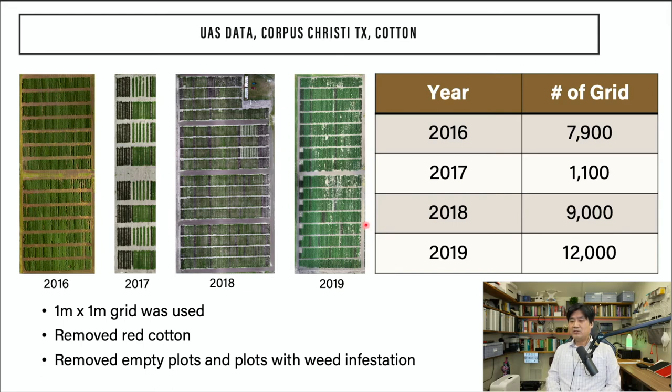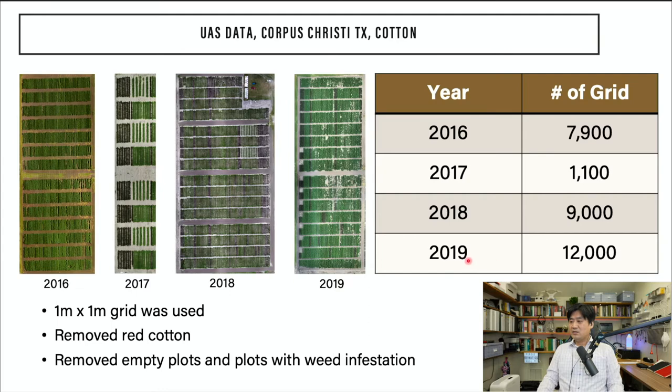We've been working with historically collected cotton UAV data in Corpus Christi, starting in 2016, all the way to 2019. We are still working on summarizing 2020, so we're going to be adding that data to the analysis later. For this region, we are drawing one-meter-square polygons, I mean, a grid over there. The number of grid cells available for the analysis for 2016 was about 8,000. In 2017, we only flew a small area, so we only have a little bit over 1,000. In 2018, we have 9,000. In 2019, we have 12,000 data samples that capture the growth of the cotton over the whole growing season.